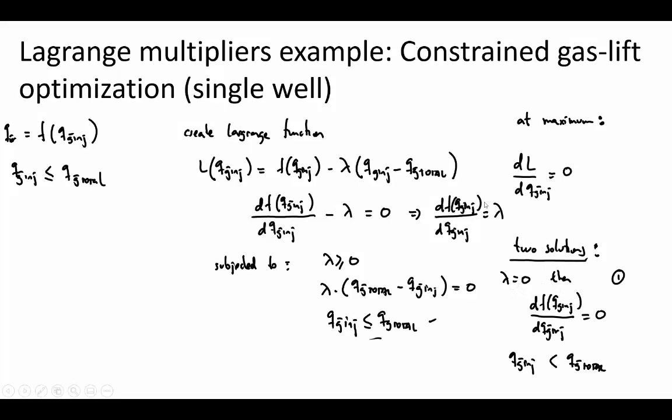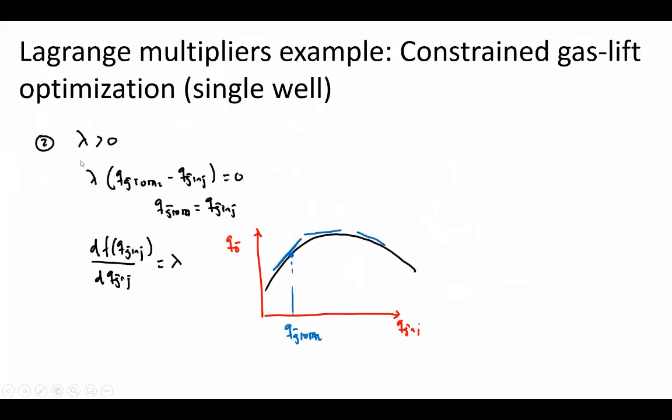If lambda is equal to 0, then that is essentially the first solution we had: we are simply unconstrained, the constraint is not binding, it's not active. And then we have another solution where lambda is positive, and essentially these two have to be equal. That means you're exactly at the constraint. And then, of course, the optimum will be when you have a positive slope.